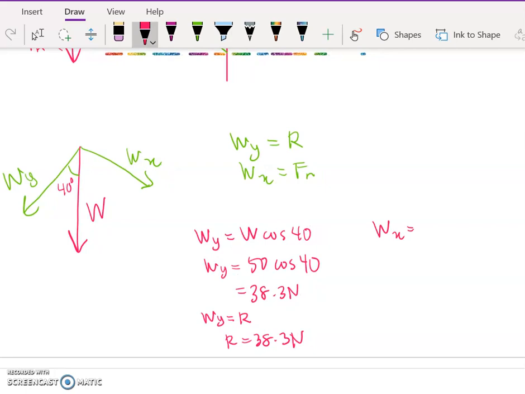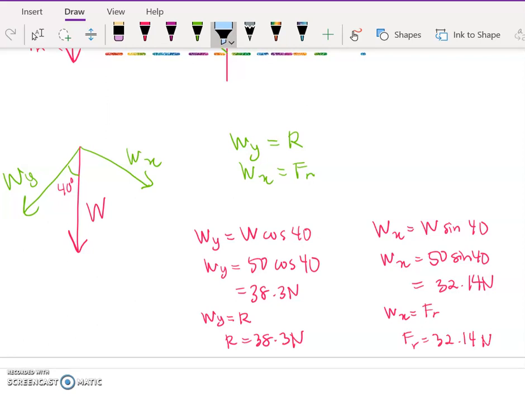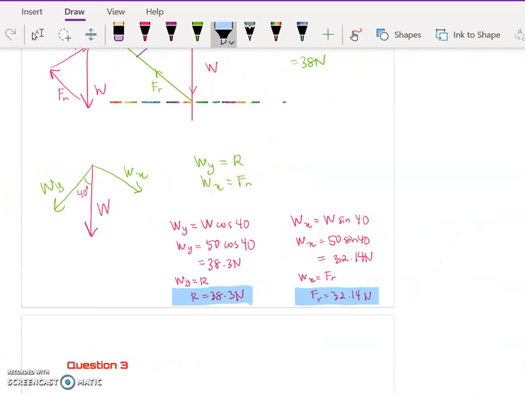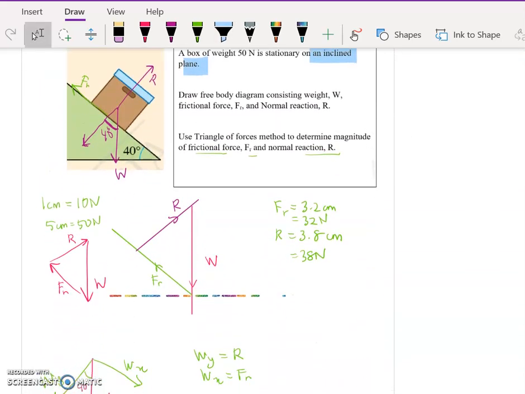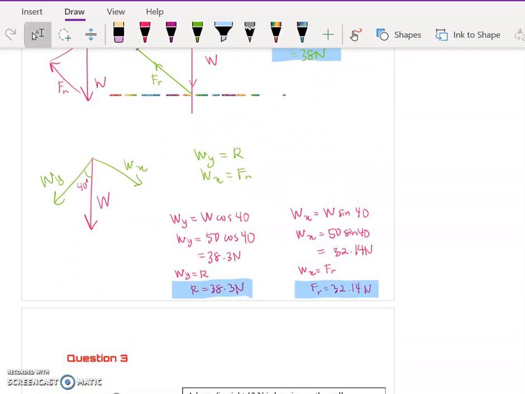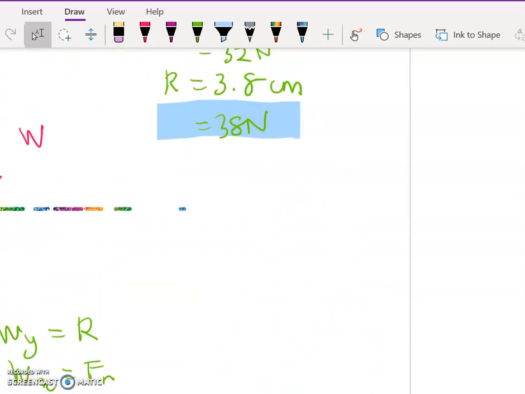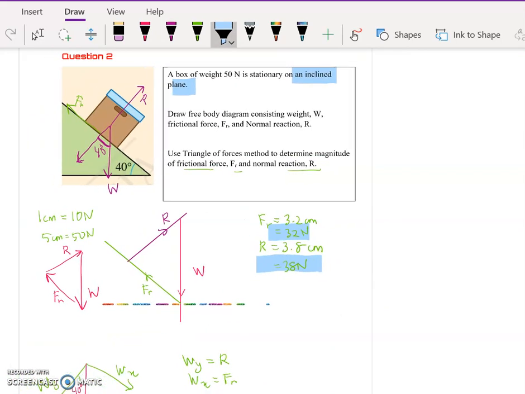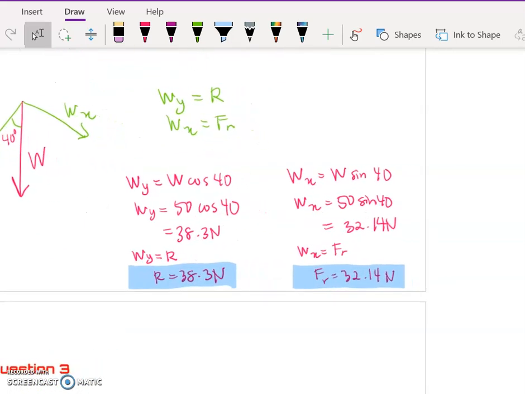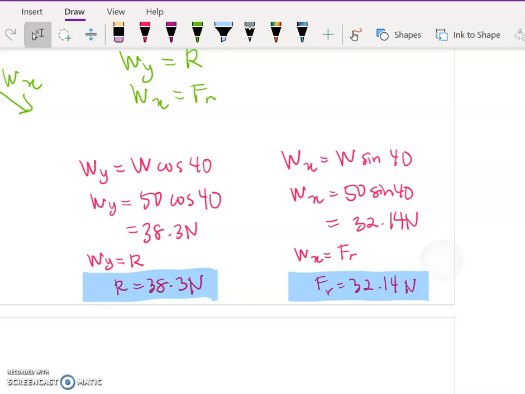Next, find Wx. So Wx is W sin 40. So Wx is 50 sin 40, and you will get 32.14 Newton. So since Wx is in equilibrium with frictional force, then Fr is also 32.14 Newton. Okay, so now let's check with the answer that you got using scaled drawing. So R should be 38.3. So you got here 38 Newton, and Fr you got is 32.14. So here you got 32 Newton. So like I have explained before, using calculation will give you a more accurate value compared to the scaled drawing.